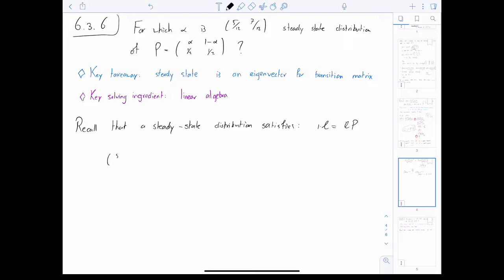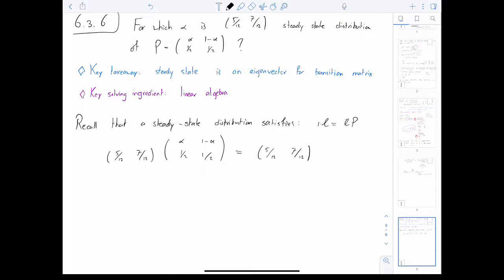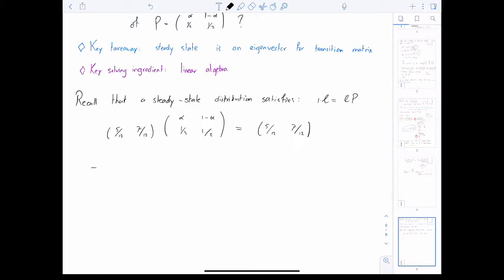We start with L, and notice that this is a probability distribution for two states because the entries add up to 1. We multiply this by P, which is alpha, 1 minus alpha, 1/2, 1/2. And we set this equal to, again, L, because it has to be an eigenvector. So this gives us two equations.